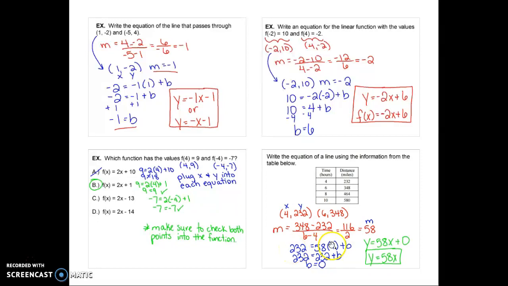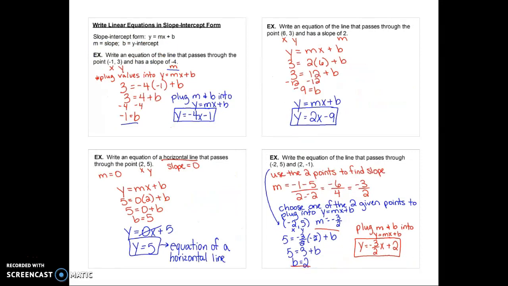So y equals mx plus b becomes 232 equals 58 times 4 plus b. Okay, so I chose to use the point 4, 232. When you simplify, you get 58 times 4 is 232. Subtract that to the other side, you end up with that b equals 0. So that means that we do not have a y-intercept in this equation. It's exactly at 0. So excuse me, it's not that we don't have one, but it's at 0. Okay, so y equals 58x plus 0, or you can just change this to y equals 58x. You don't have to have the plus 0 on the end.